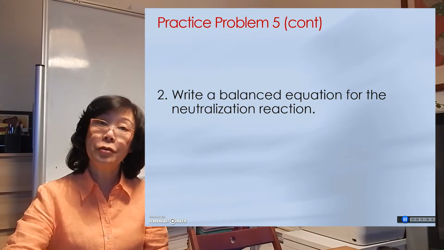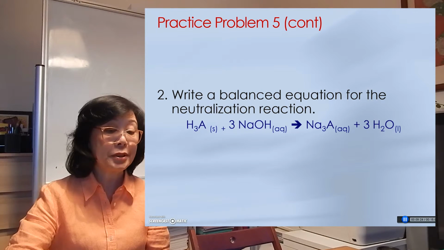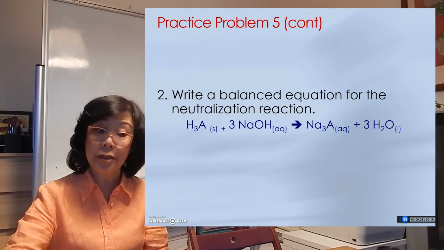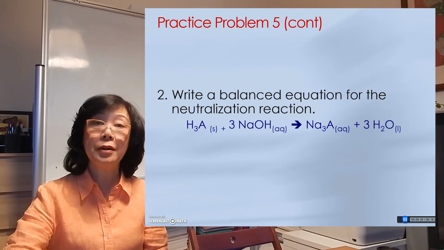Write a balanced equation for the reaction. The triprotic acid is represented by H3A solid, reacting with 3 moles of sodium hydroxide solution to yield the salt Na3A and 3 moles of water.